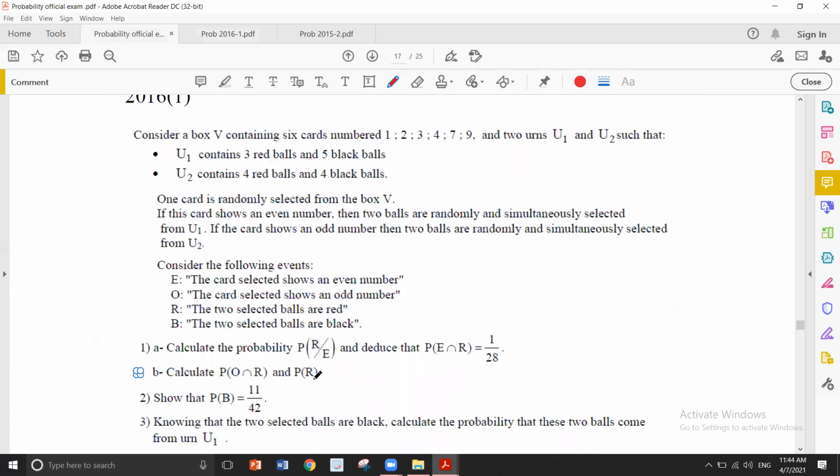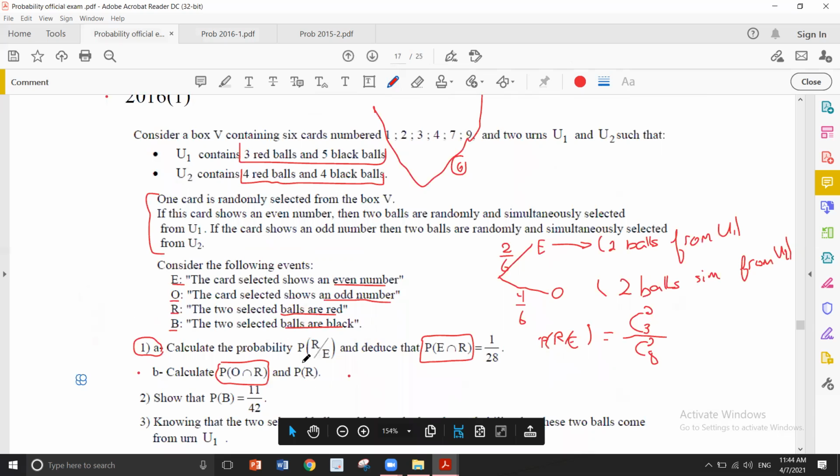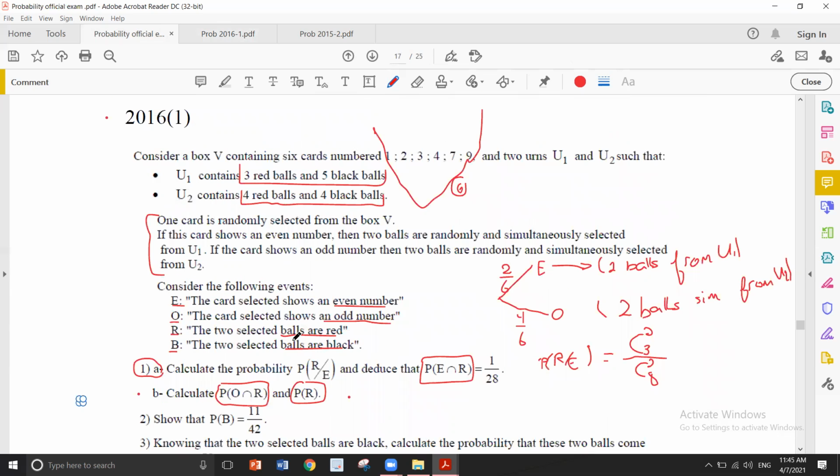And calculate the probability of R. How to calculate the probability of R? For the two balls are red. They are red from where? From U1 or from U2, they are red. How to calculate the probability of red?